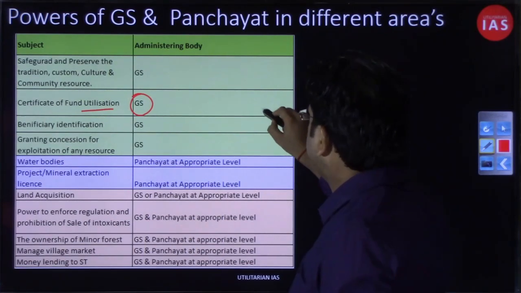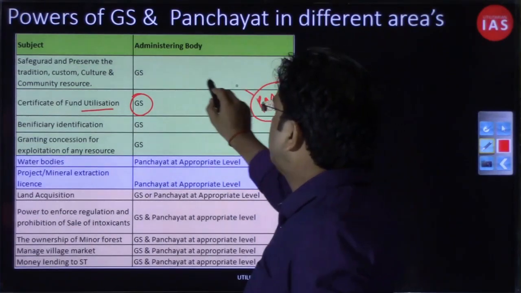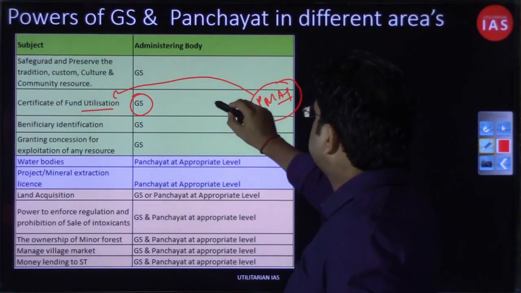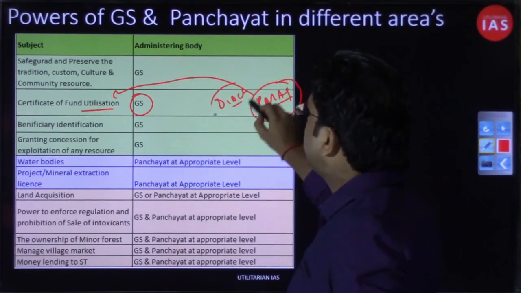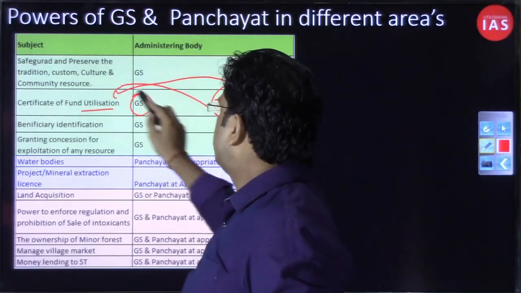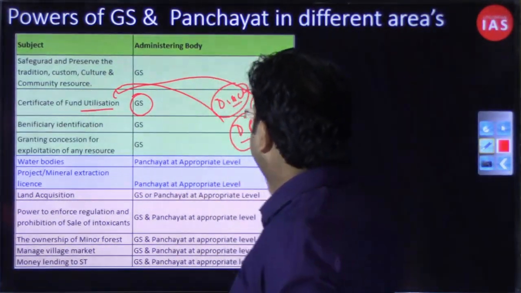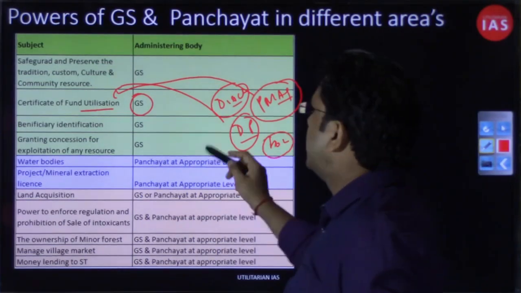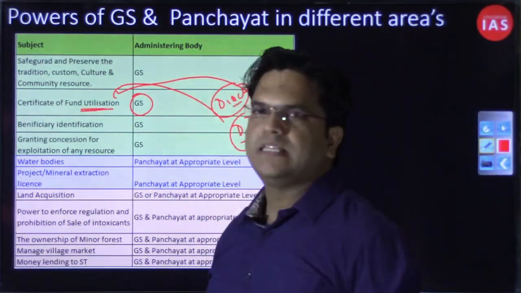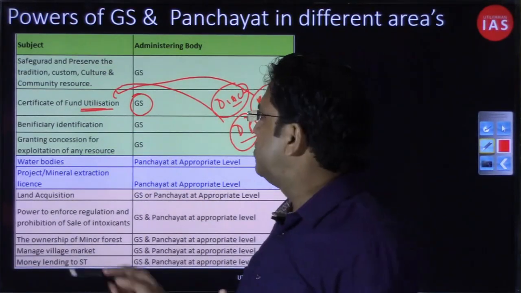Let us talk about one scheme called Prime Minister Awas Yojana. That has been implemented in any of the Gram Sabhas or villages, right? Suppose the district panchayat, referred to as DP, was the implementing authority of this Pradhan Mantri Awas Yojana. Now how much fund has been utilized, how many houses were built? The district panchayat will require a certificate of how much fund has been utilized, and that certificate will be awarded to the district panchayat by the Gram Sabha. I hope that is clear, the second point.